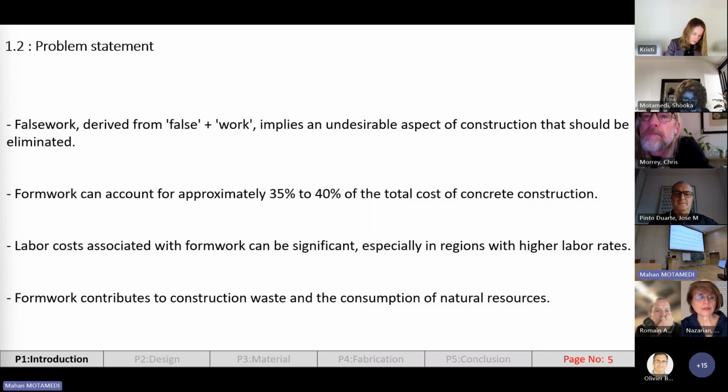The problem statement of this research is the false work. False work is a false plus work, meaning that it's an undesirable aspect of construction which should be eliminated. Formwork can account for approximately 35 to 40% of the total cost of concrete construction. Labor costs associated with the formwork can be significant, especially in countries where labor costs are higher than others. And formwork can contribute to construction waste and consumption of natural resources.